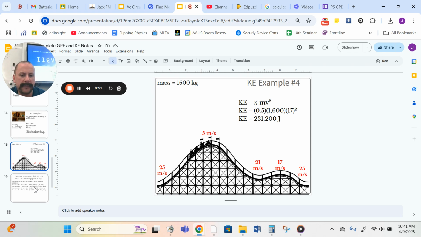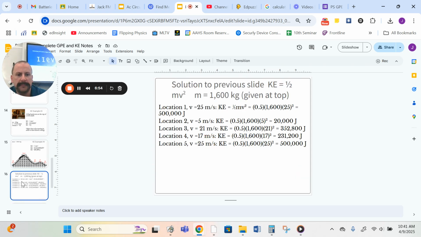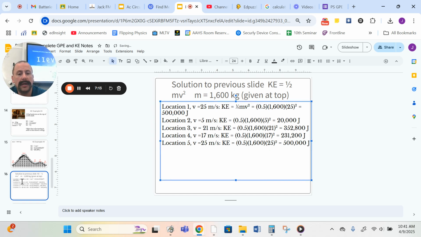But if it's moving at different speeds, it's going to have a different amount of energy. And again, for all those calculations where v is 25, when I type in 25 and square it, I end up with 500,000 joules. If it's moving 5 meters per second, it has 20,000. If it's 21 meters per second, it's 352,800. If it's moving at 17 meters per second, it's 231,200. Whenever it is moving at 25, it's the same as what it was at 0.1.